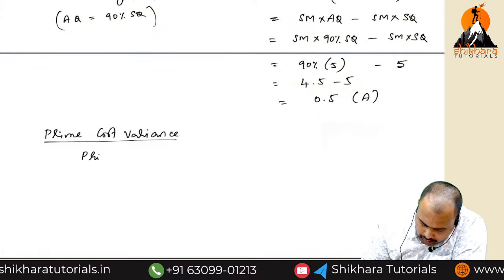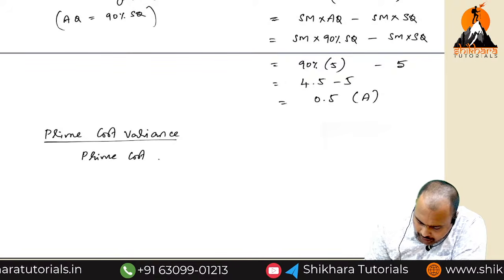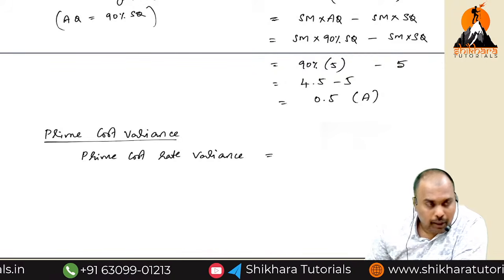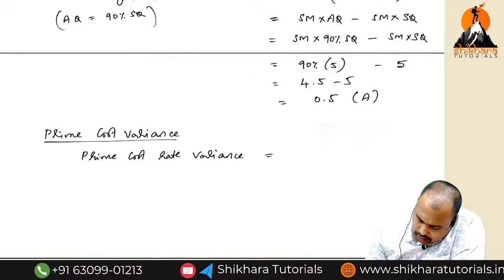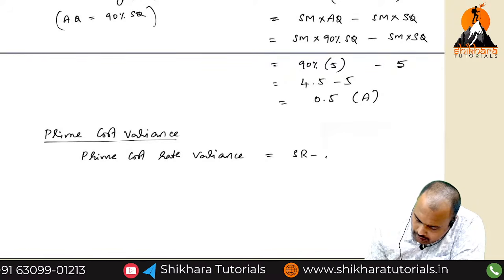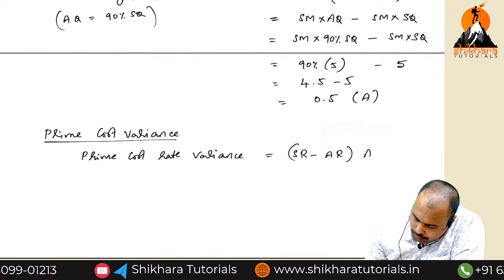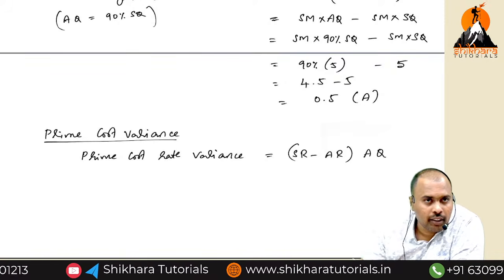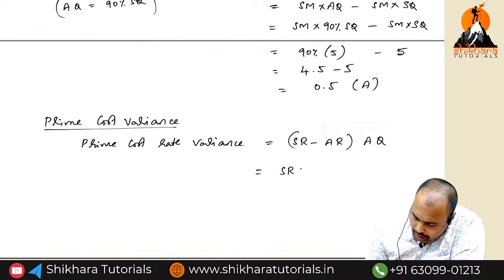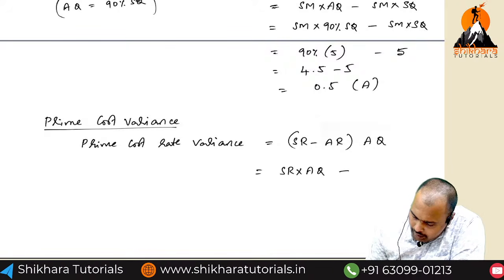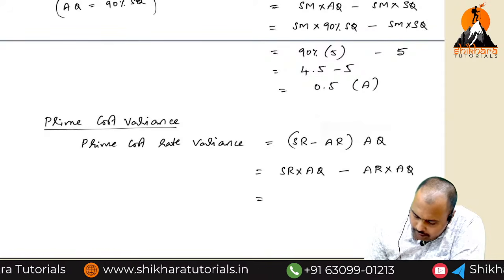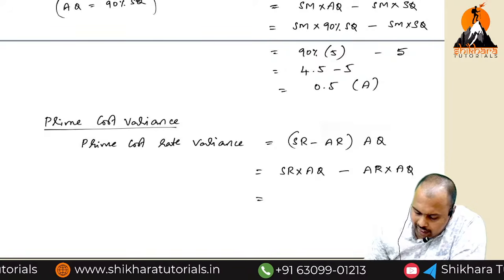What is prime cost rate variance? Prime cost rate variance is equal to standard rate minus actual rate into actual quantity. Rate is always for actual quantity. Now that is equal to standard rate into actual quantity minus actual rate into actual quantity. Clear? Then what is standard rate into actual quantity?